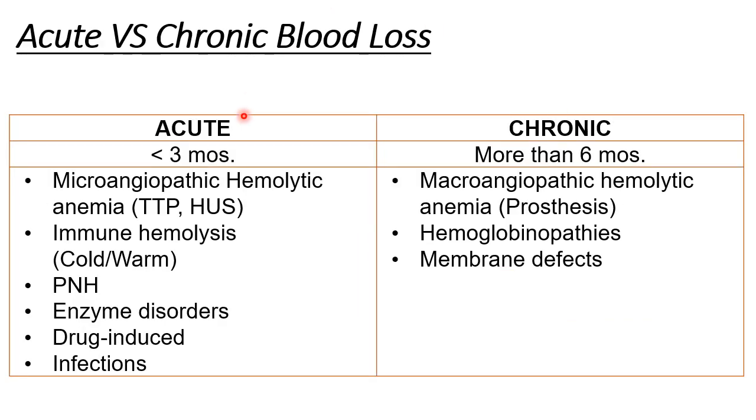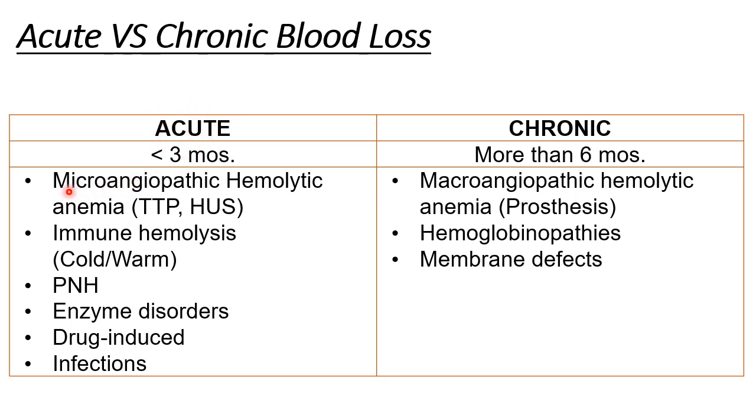Okay. Acute blood loss versus chronic blood loss. Again, according to timeline yan. Pag acute, less than 3 months. Pag chronic, more than 6 months. So, anong mga condition ang nagpo-produce ng episodic or acute blood loss?